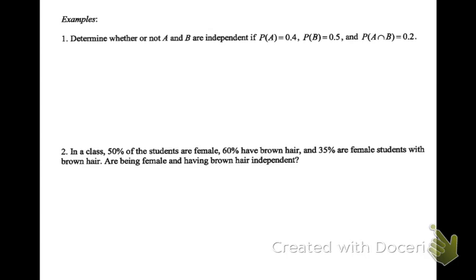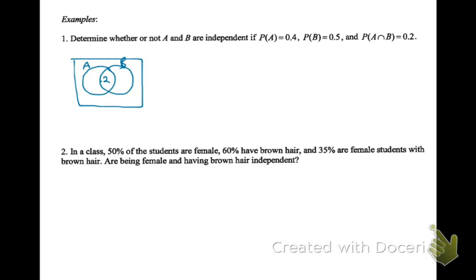Okay, so let's look at some examples. Number one, determine whether or not A and B are independent given their probabilities. First, let's set up a Venn diagram. They're in terms of probabilities, but you can write down percents if you wish. Just make sure they correspond. I'm going to use probabilities because that's what I'm given. So first fill out the intersection, 0.2.